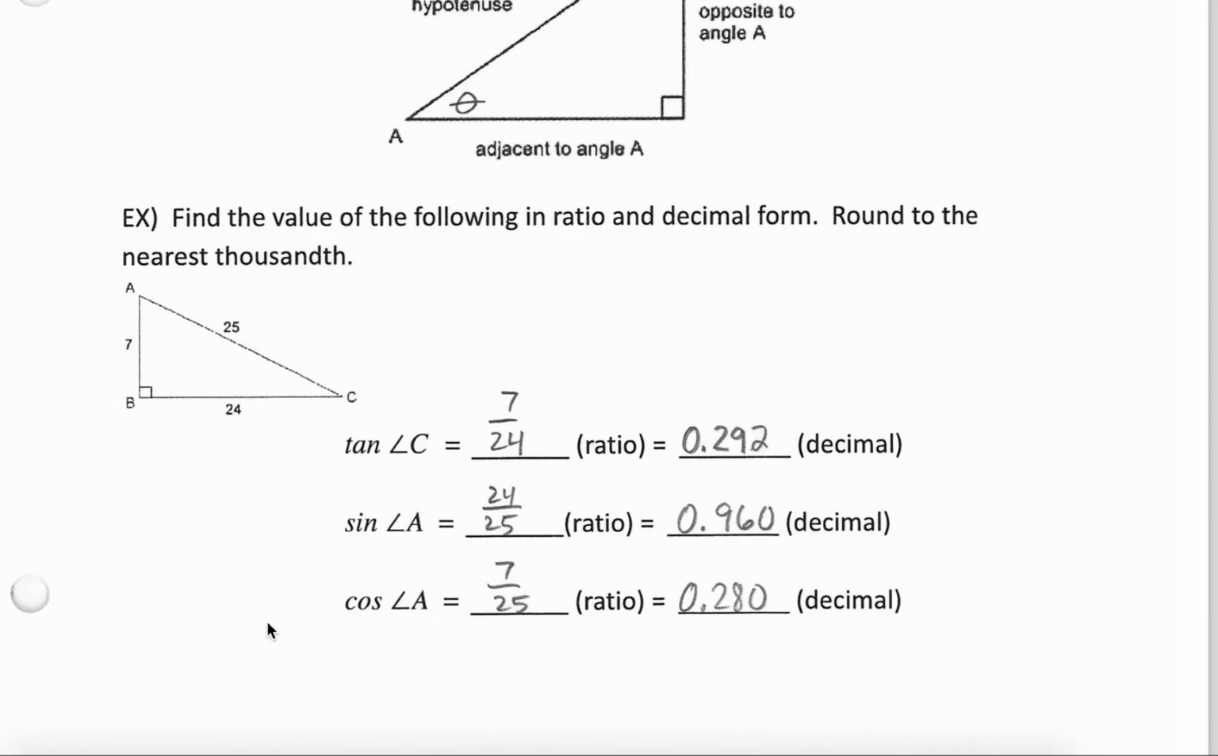So one way that we can say the value of trig functions is in a ratio form, or fraction form here. Another way to do it, though, is to take that fraction and convert it to its decimal equivalent. This is what your calculator does. So 7 divided by 24 will give us this approximate decimal. 24 divided by 25 is going to give us this exact decimal. And 7 divided by 25 is going to give us this exact decimal.